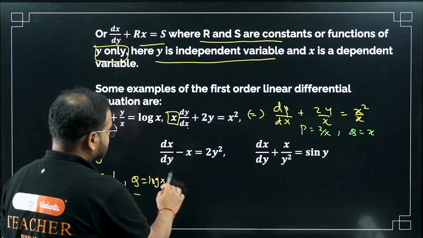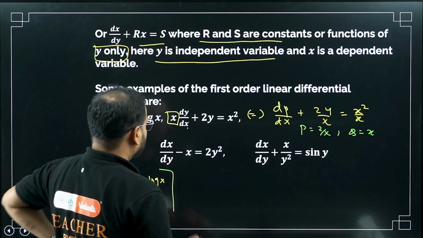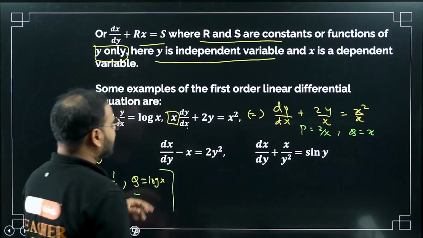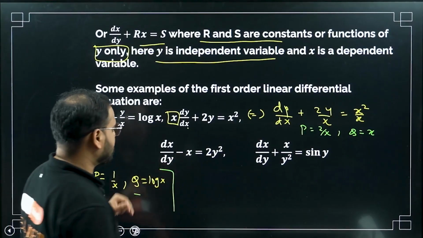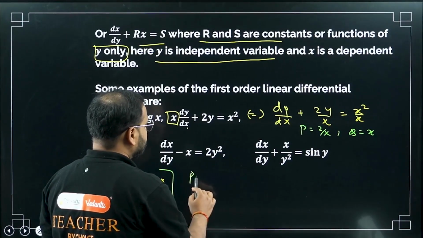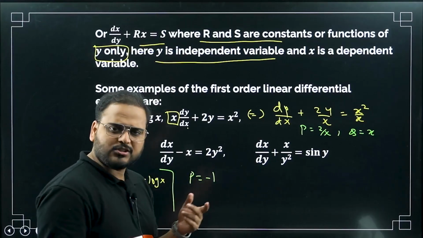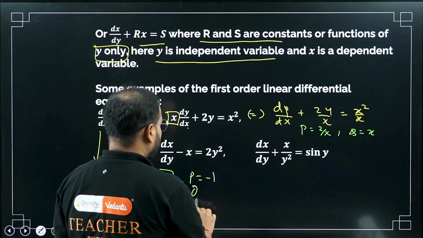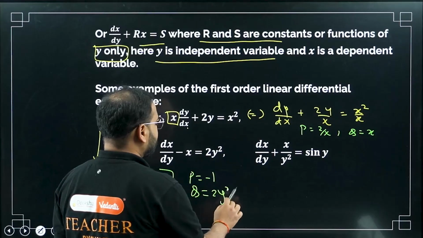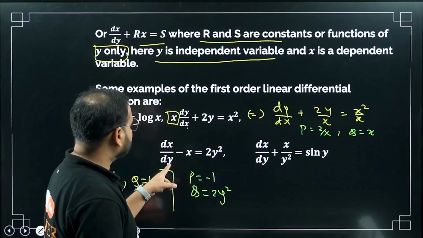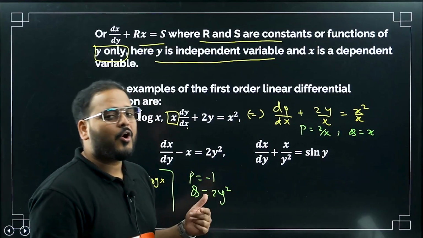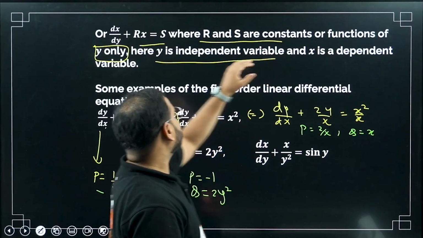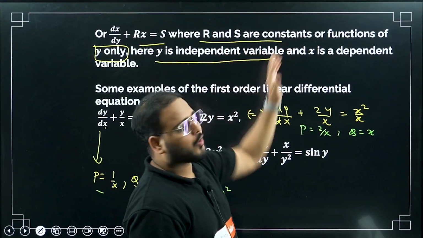So dx by dy is there. Now tell me, dx by dy means what function should come here? A function of y. Is there a function of y here? No, sir. No problem. It means p is simply -1. It can be a constant also, right? And what about q? Q is 2y square. Is it true? Yes, sir. See, the independent variable is y, sir. And p and q have to be a function of the independent variable y, or a constant.